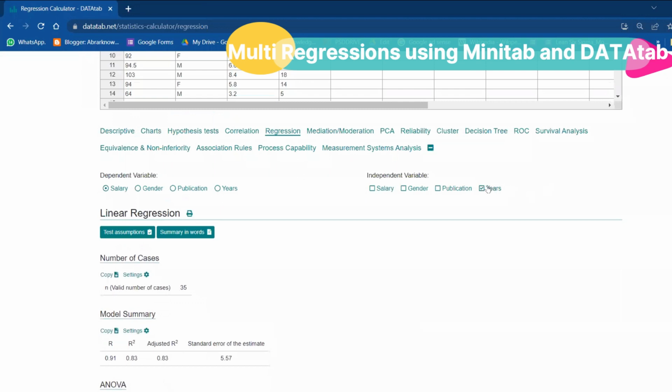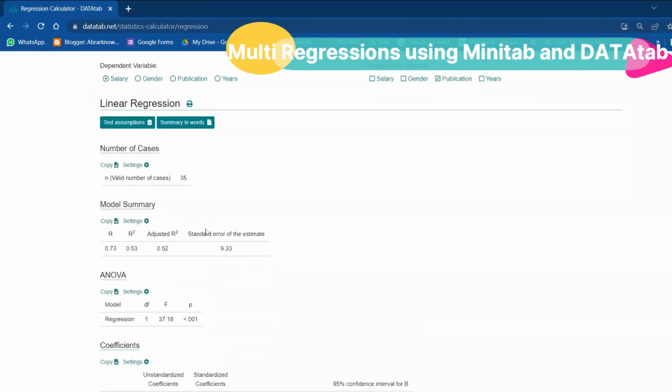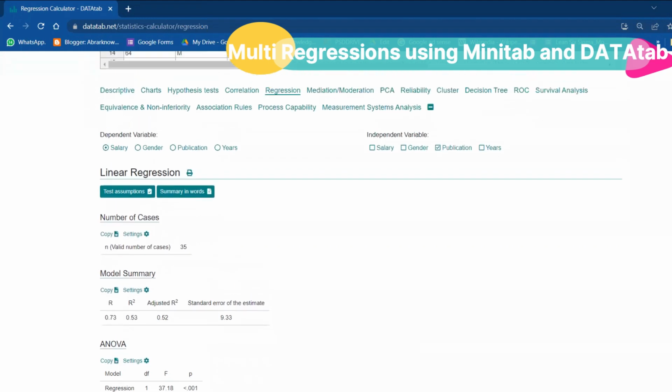Similarly, let's say I'll cut off this one and go for publications, slightly lower, 52. In Minitab also, we got 52. Excellent. So DATAtab is almost very close to Minitab.